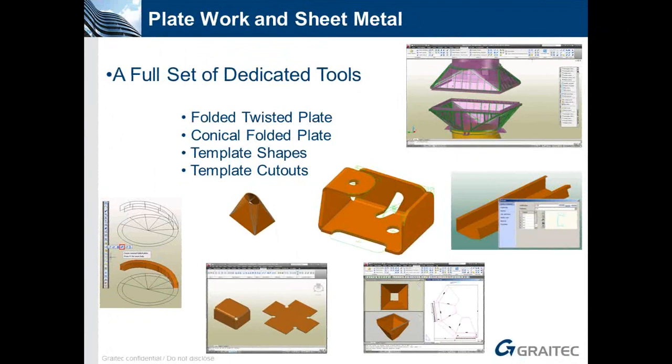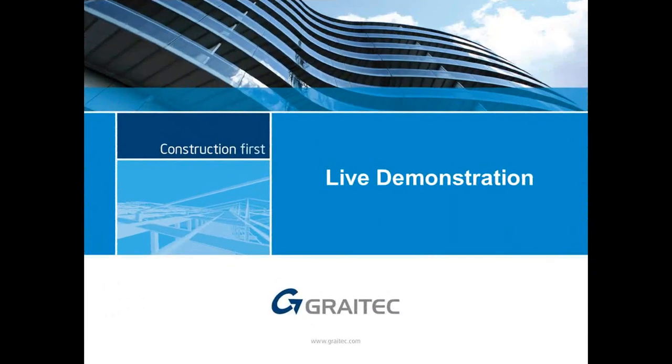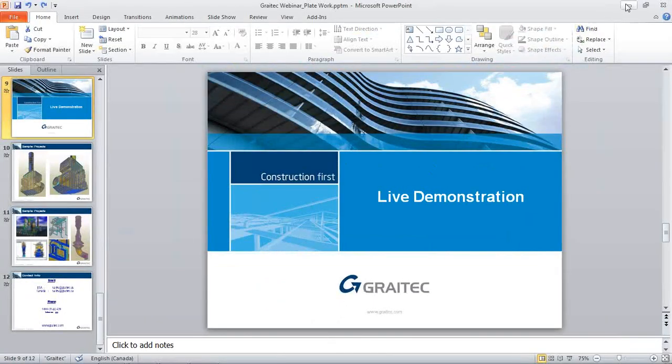So let's go into a little more detail on the plate work and sheet metal subject of today's webinar. It is possible to undertake many different types of sheet metal and plate work projects inside Advance Steel through a full set of dedicated tools. We have, for example, folded twisted plate functionality and a conical folded plate function. We also have many templates for shapes and cutouts. I will now leave it to Benoit Lalonde, Application Specialist for Advance Steel, to do a live demonstration of the software.